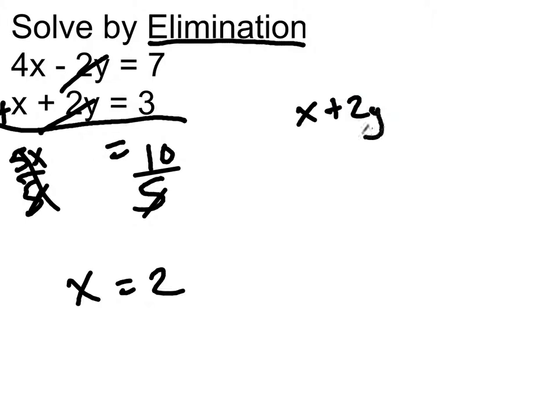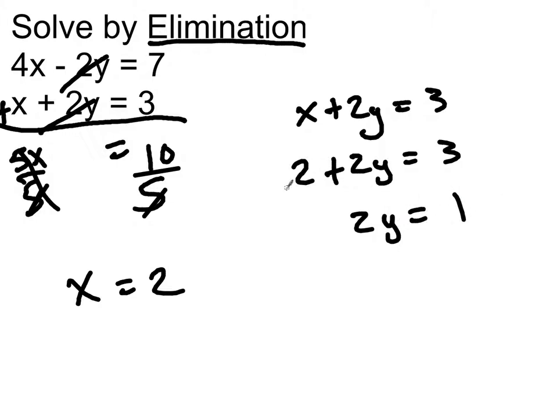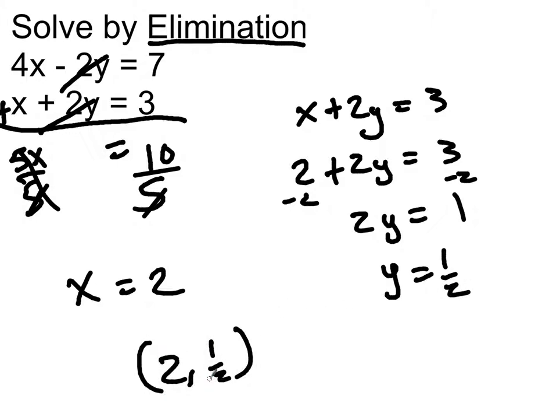I'm going to use the bottom equation because it's easier. So 2 plus 2y equals 3. So 2y is equal to 1 if you subtract 2 on both sides. And that gives us y is equal to 1/2. So 2 comma 1/2 is the solution to this system.